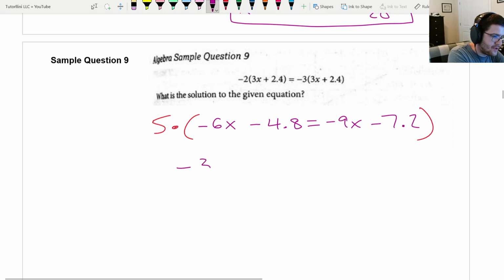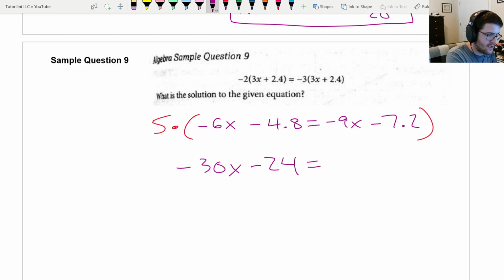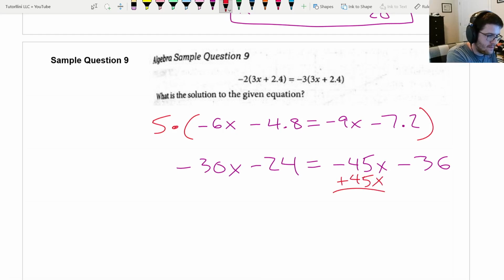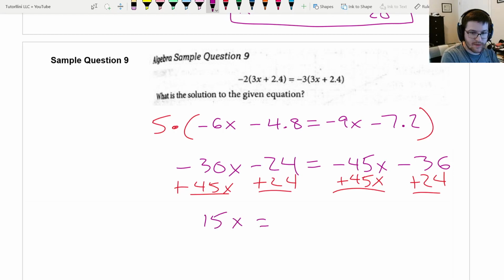Okay, so I get negative 30x. What's 5 times negative 4.8? Minus 24 equals negative 45x minus 7.2 times 5, 36. Great, looks awesome. This question is now a lot more approachable. Okay, so we'll add 45x to both sides, get the x's to one side. And then we'll also add 24 to both sides. So we get 15x equals negative 36 plus 24, negative 12.